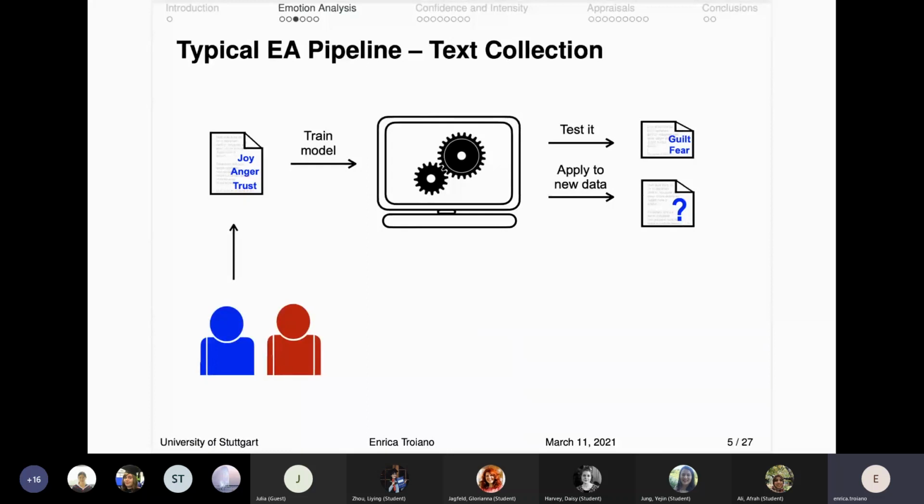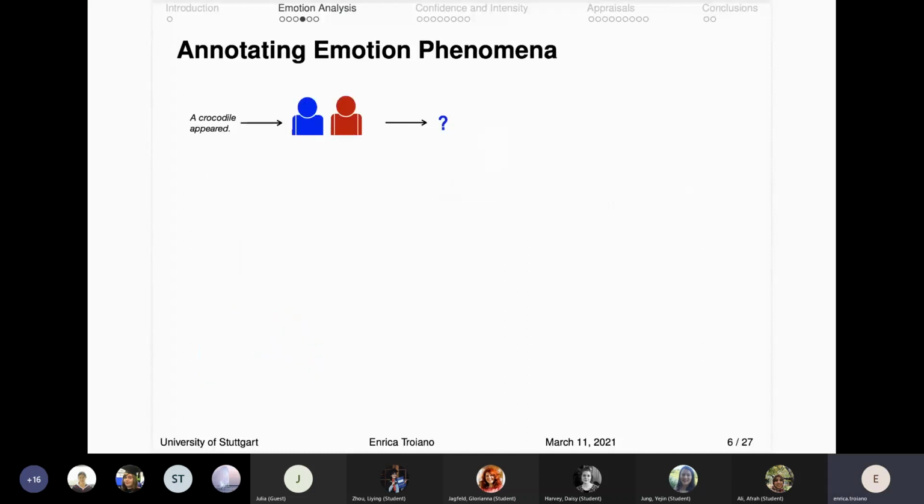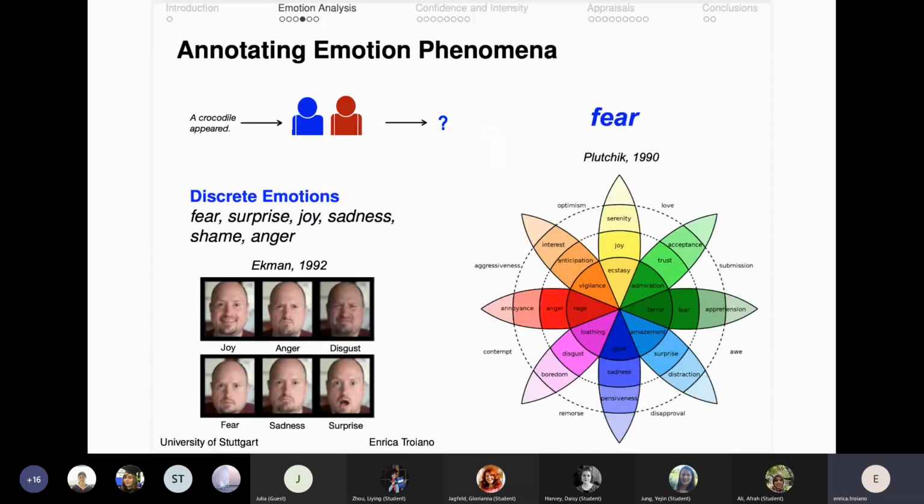So another way to go about data collection is to first gather the text and then to ask external annotators to recognize some emotion phenomena in the text. And what are these emotion phenomena that we can ask the annotators about? Well, the first and most straightforward thing to ask would be the discrete emotion expressed by the text. We give annotators a set of labels, and out of this set, they can choose either one or many emotions that are expressed in the text. In the case of "a crocodile appeared," they may choose, for instance, the label fear.